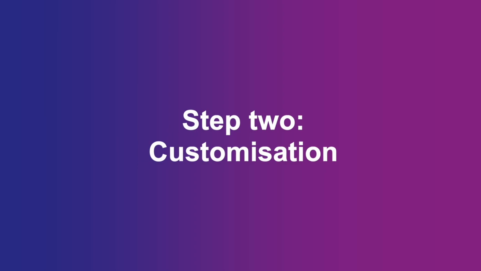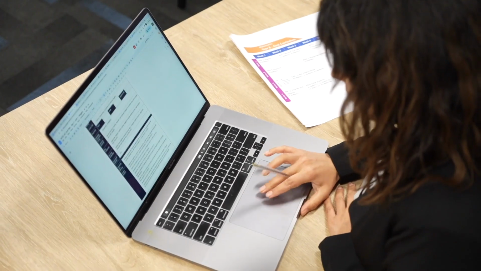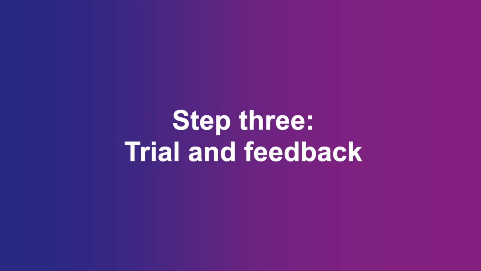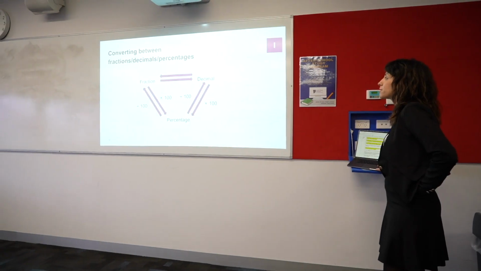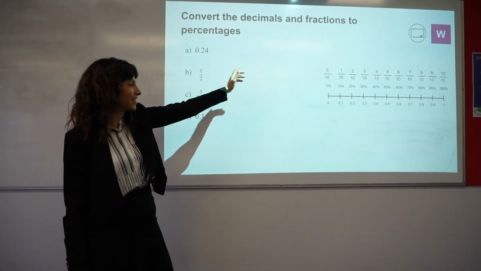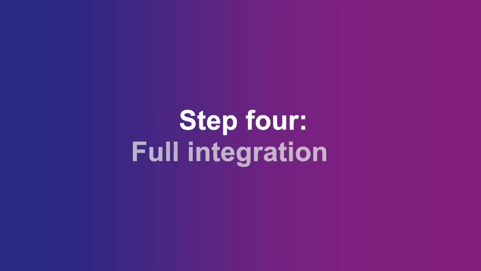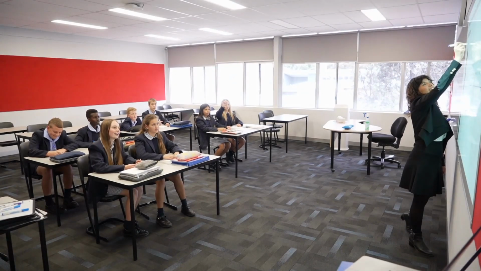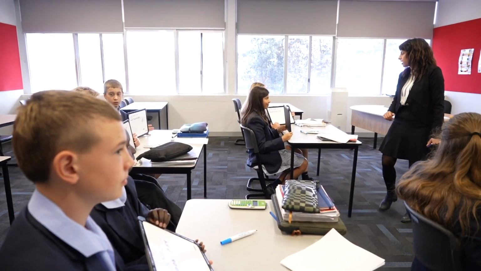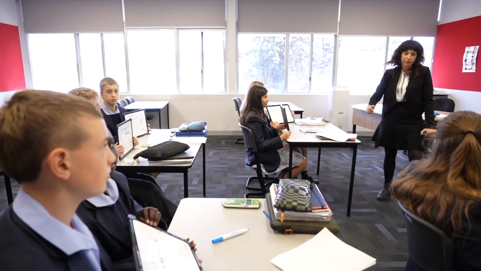Step 2, customisation. Remember, these resources are adaptable. Encourage teachers to tailor them to their students' unique needs, their teaching style, and the school's overall learning objectives. Step 3, trial and feedback. Implement the resources in a few lessons initially, gather feedback, and make adjustments as necessary. Step 4, full integration. Once everyone is comfortable and the resources have been customised for your needs, integrate them fully into your teaching and learning program.